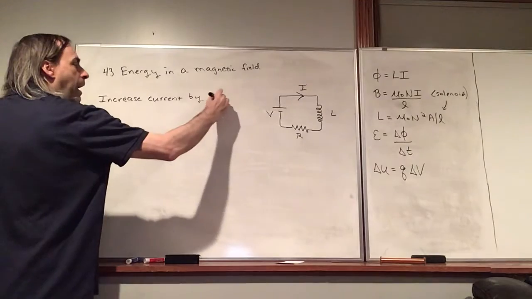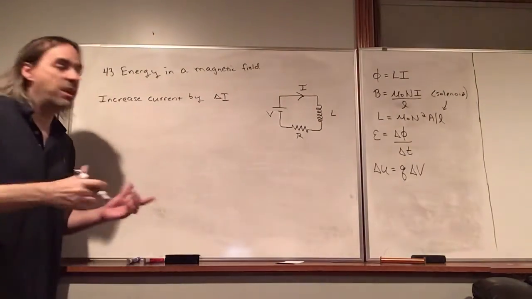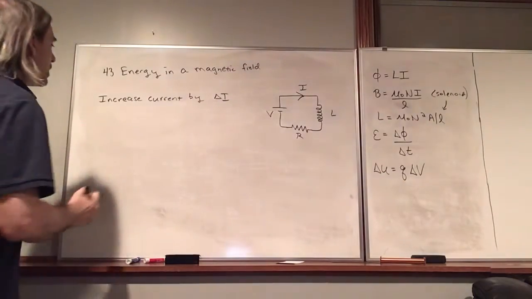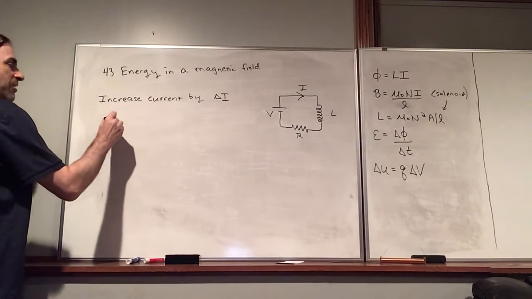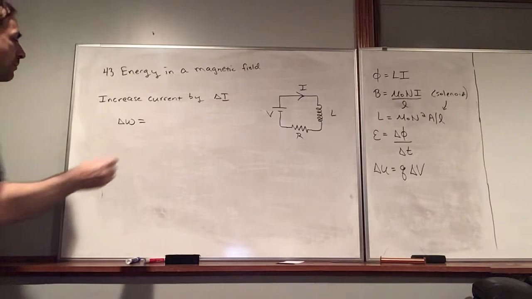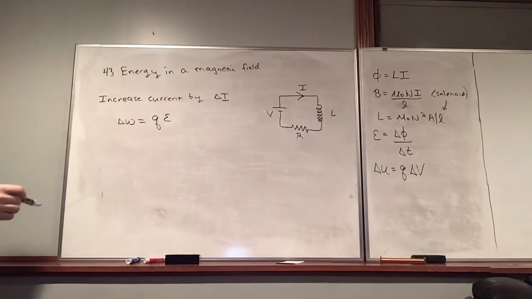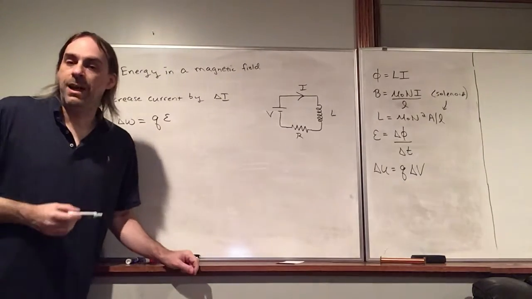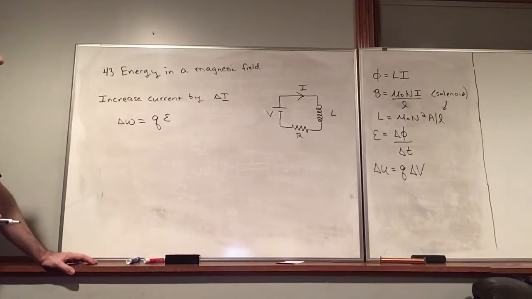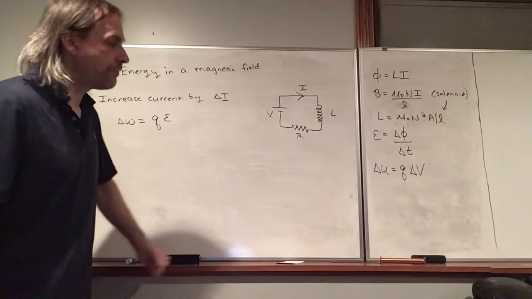We'll call that delta I. So our current is going to go from I to I plus delta I, where delta I is just a small amount of current. So what we're going to do, we'll call delta W the amount of work required. And that'd just be the charge times this EMF given by Faraday's law. So basically just this equation here.